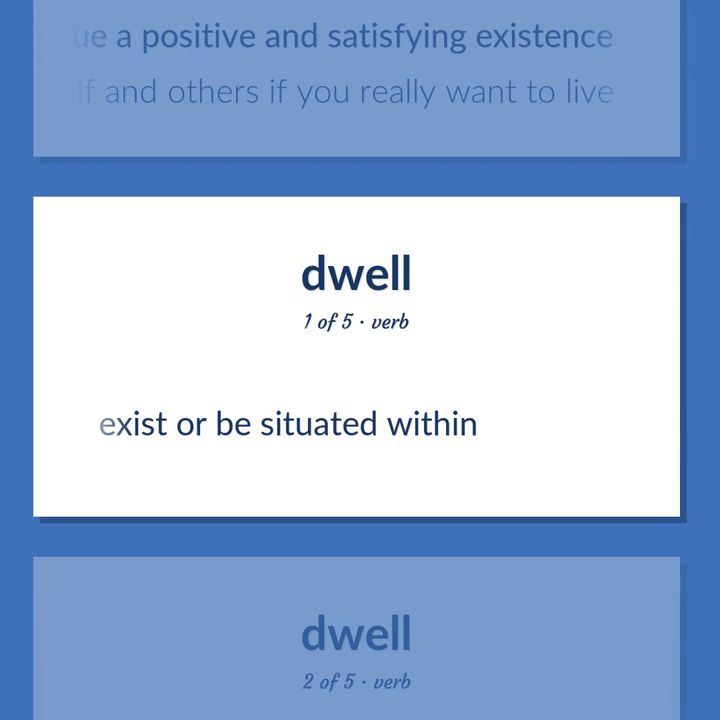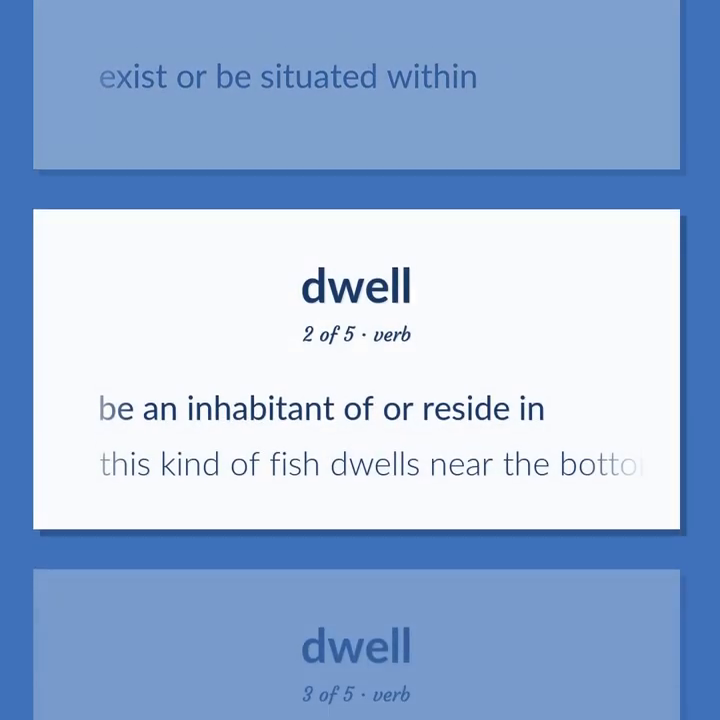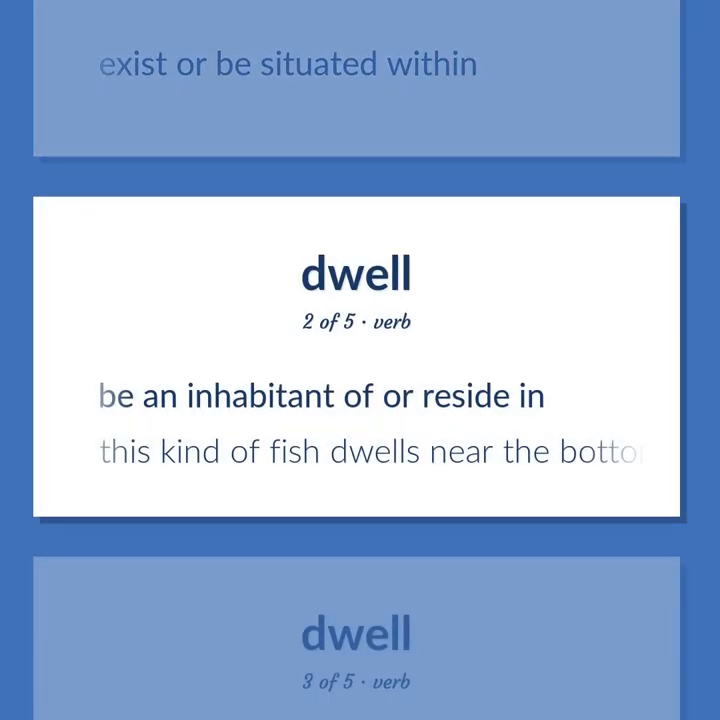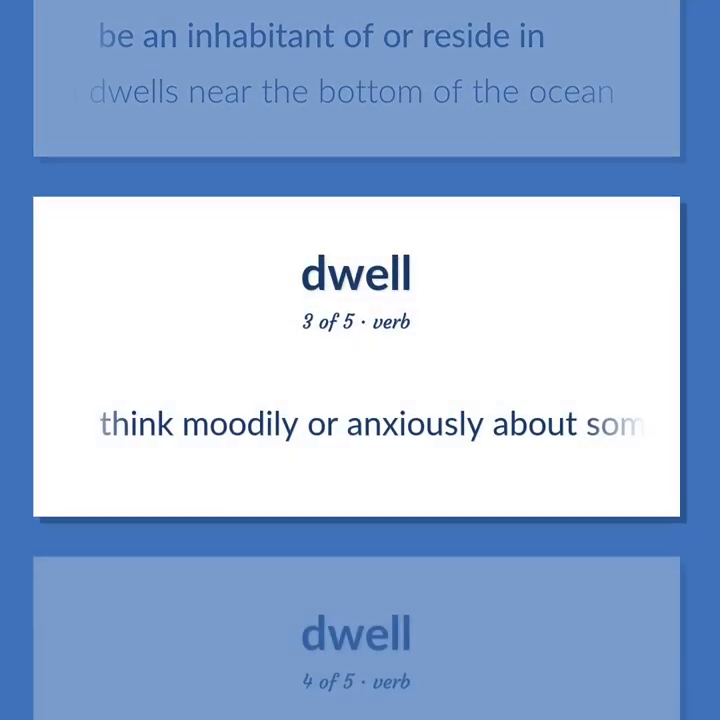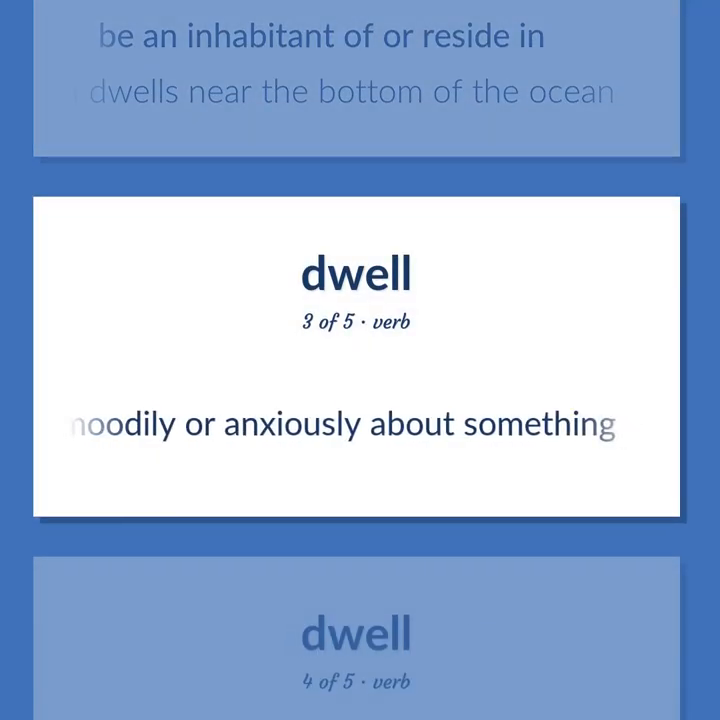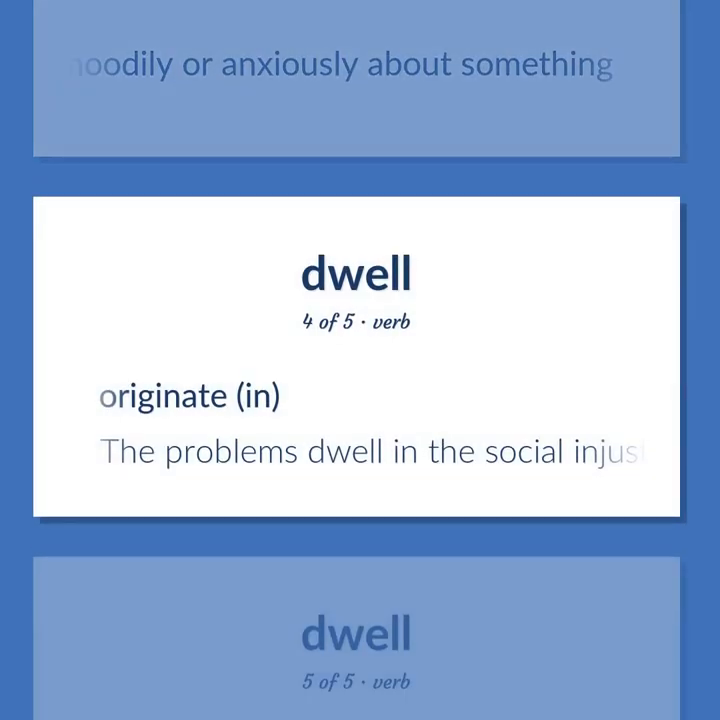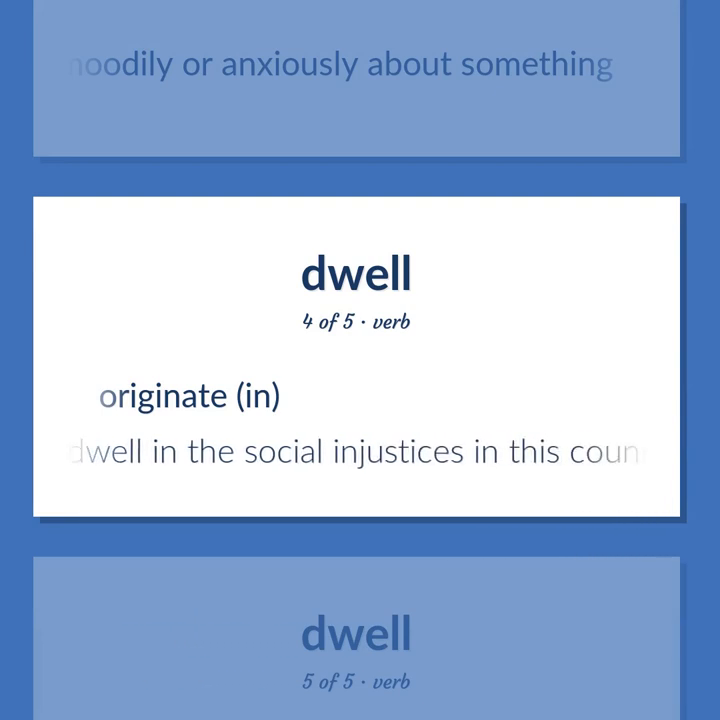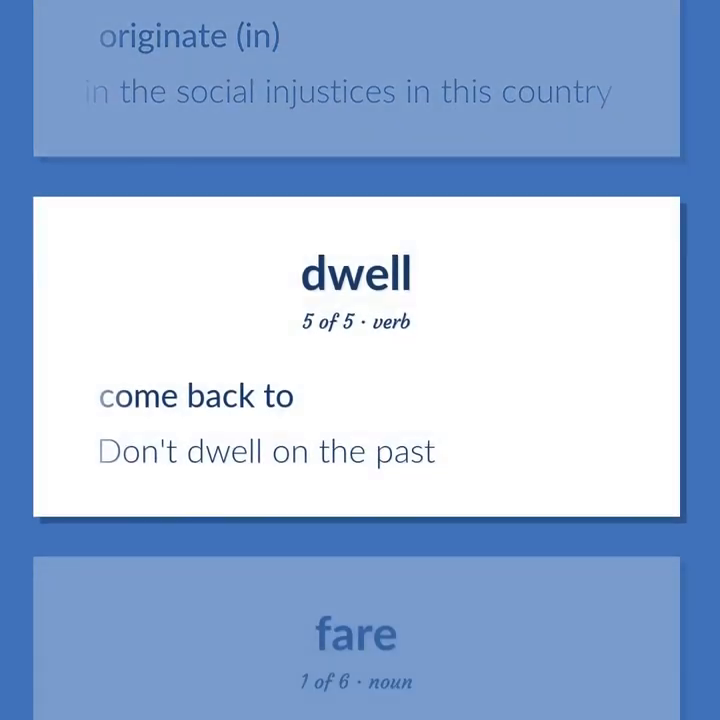Exist or be situated within. Be an inhabitant of or reside in. This kind of fish dwells near the bottom of the ocean. Think moodily or anxiously about something. Originate in. The problems dwell in the social injustices in this country. Come back to. Don't dwell on the past.